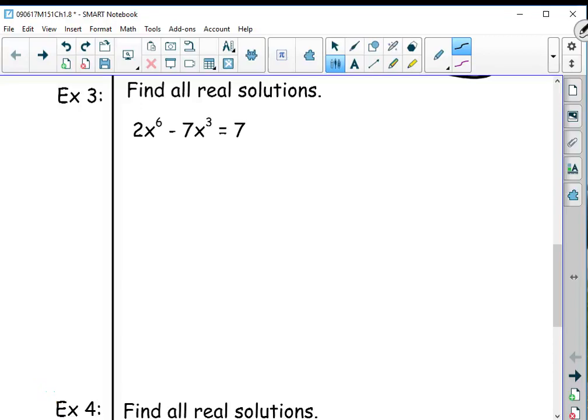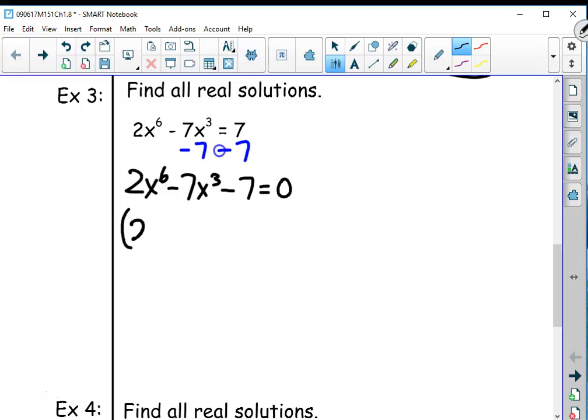Okay, example 3. First thing we're going to do is get a 0 on one side and see if we've got a factorable quadratic. Now note that we've got x to the 6th and x to the 3rd. So if we were to factor it, we would have, say, 2x to the 3rd and 1x to the 3rd. That'll give us our x to the 3rd term, but I don't think this is factorable, and here's why.